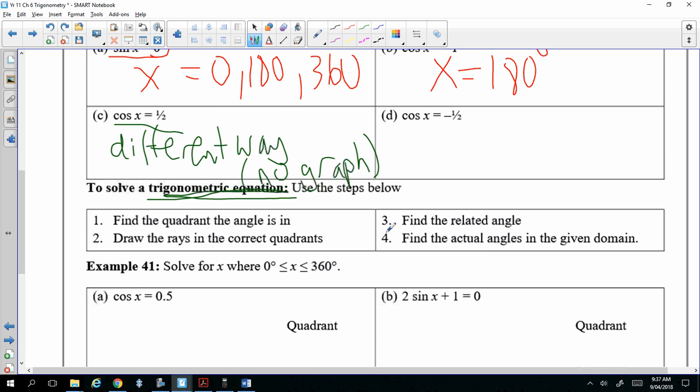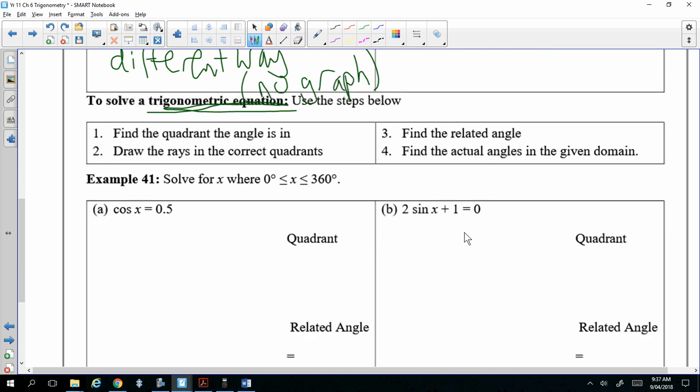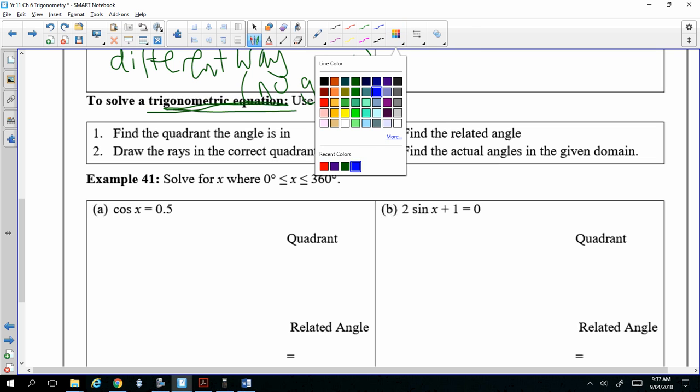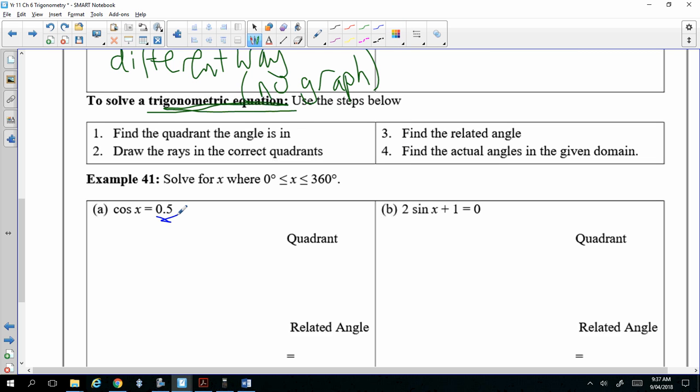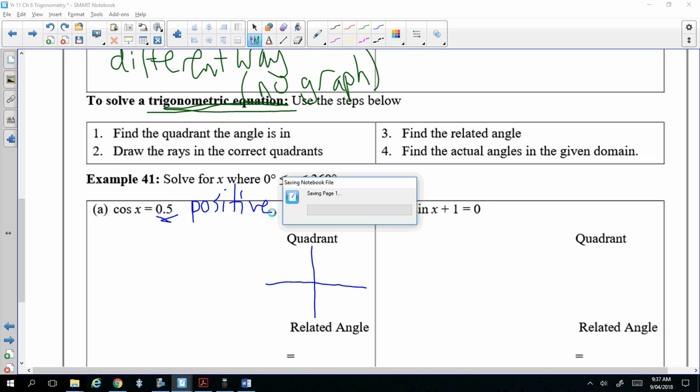When we're given the ratio, the first step is to look at the quadrant. Now, it is positive, isn't it? Which quadrant is cos positive? First and fourth, right? All stations to central. All means everything's positive. C means positive in the 4th quadrant. That's your first step. Find the quadrant the angle is in and draw the ray. So we've done the first 2 steps.